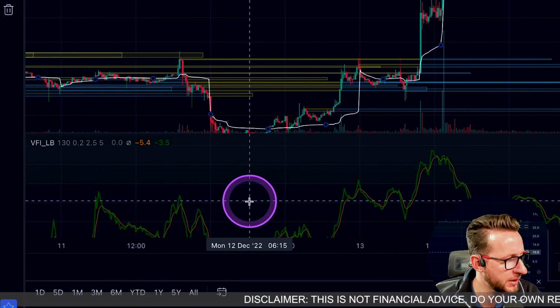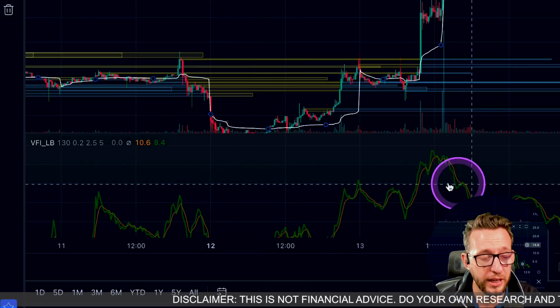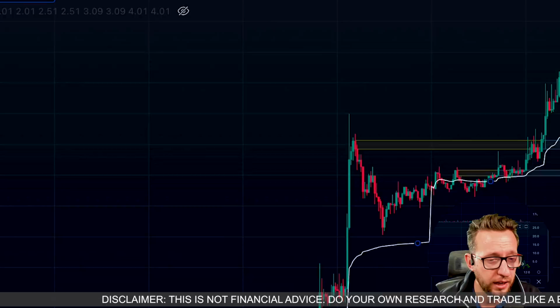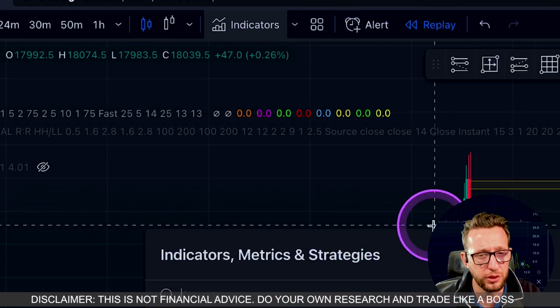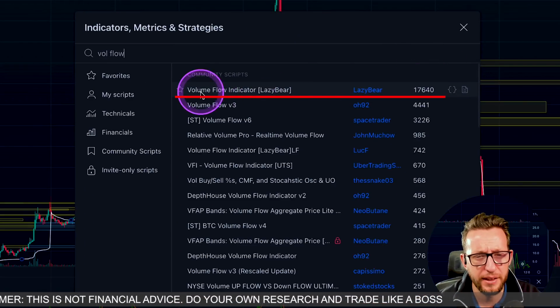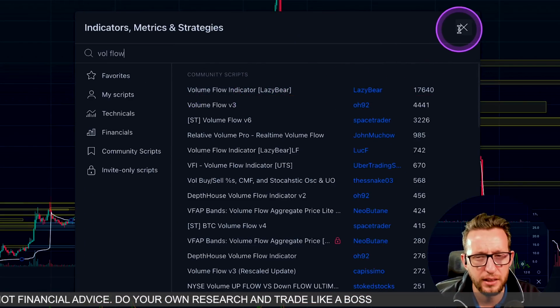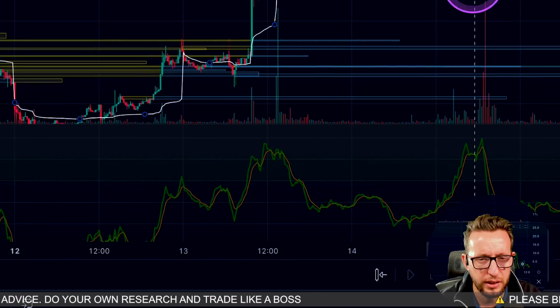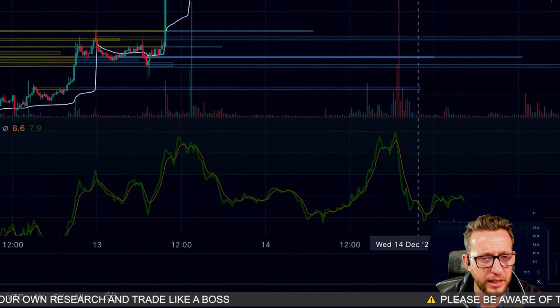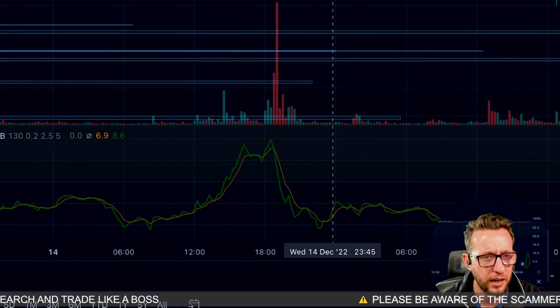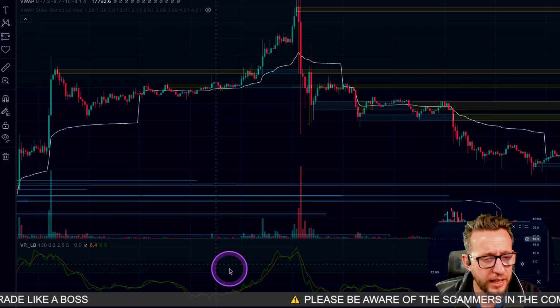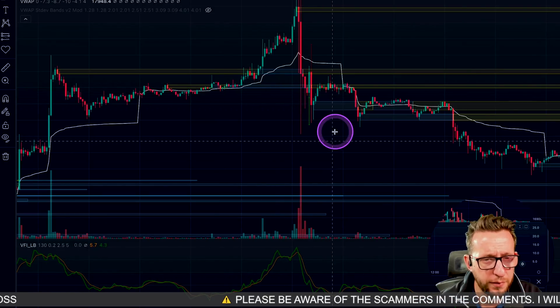Now the volume flow gives us a bit of an idea of how volume is flowing in and out of the market. If I click up here, we can go to volume flow by Lazy Bear. This one here, the volume flow indicator, is giving us this green and orange line. Another one of my favorite indicators for volume. It is very, very good as far as I'm concerned. Okay, so now that gives us an idea of average volume flow.